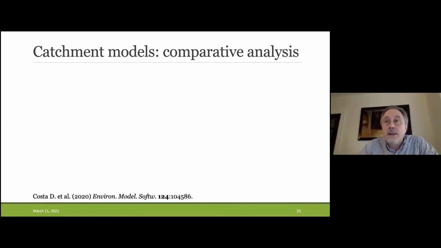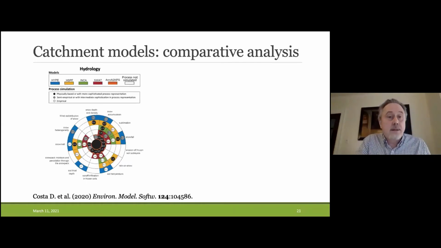And of course, with a particular interest in how well they represent or account for the processes that are particularly important in cold regions. So here, for instance, are the different models that have been compared by Diogo: HYPE, the HSPF, the Hydrological Simulation Program in Fortran, then the Integrated Catchment model, the INCA model, the SWAT model, the Soil and Water Assessment Tool, and then the ANAGNPS, a model that's specifically designed for agricultural watersheds. And what you see in this figure here is for the hydrology.